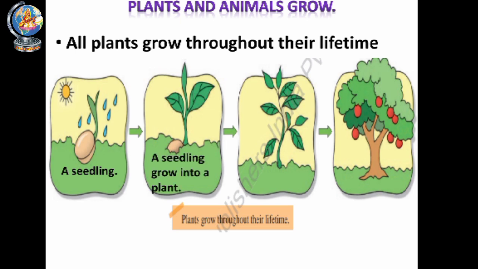If you see the second picture, a seedling grows into a new plant. The height is increasing. You can see three leaves, right? In the third picture the plant grows more. In the fourth picture the plant becomes a tree. So a plant grows from a seed to a seedling to a new plant, then that plant grows more, and at last it becomes a tree with fruits, and the fruits have more seeds, and those seeds produce new plants. So this is how plants grow and produce new plants from their seeds. So this is about plants and how they grow.